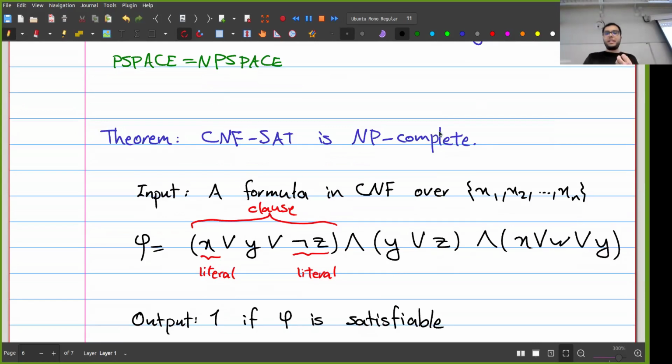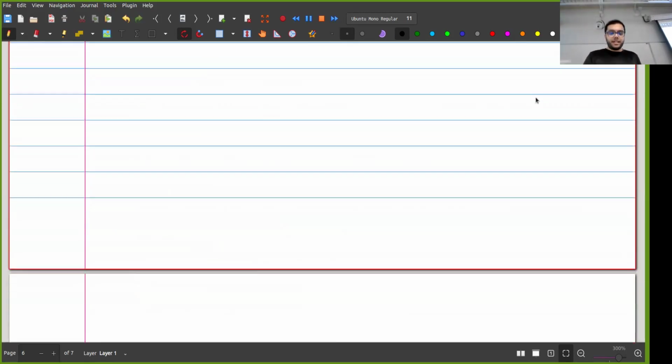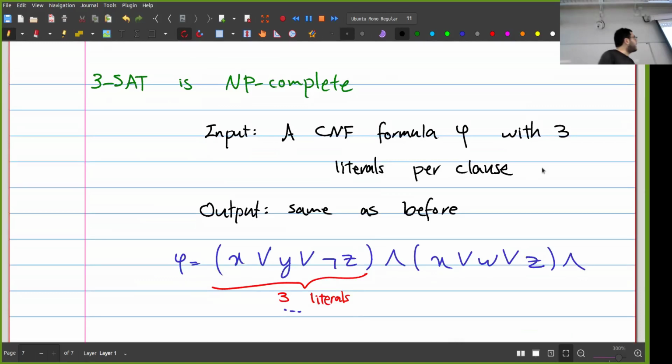But as soon as we had one NP complete problem, we could use it to find other NP complete problems. So we looked at 3SAT, for example. In order to prove that 3SAT is NP complete, I had to prove two things. I have to prove that it's in NP, which was pretty easy to show. And then I also had to prove that it's at least as hard as an NP hard problem. So I took CNF SAT and I reduced it to 3SAT, which proves that 3SAT is at least as hard as CNF SAT, which means that 3SAT is NP complete.